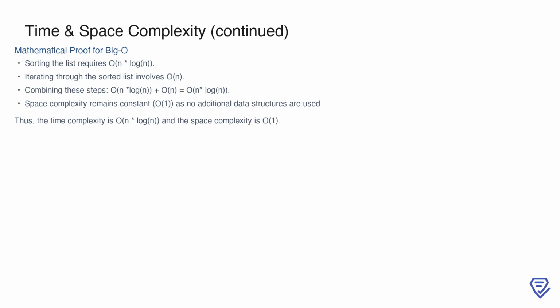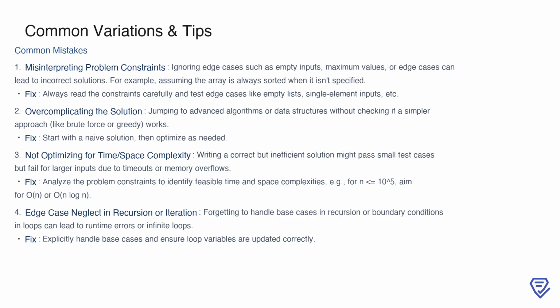This efficient use of time and space ensures that the solution is optimal for the given problem, with a time complexity of O(n log n) and a space complexity of O(1). When solving problems, it's important to be mindful of common mistakes that can trip you up. One frequent issue is misinterpreting the problem constraints.